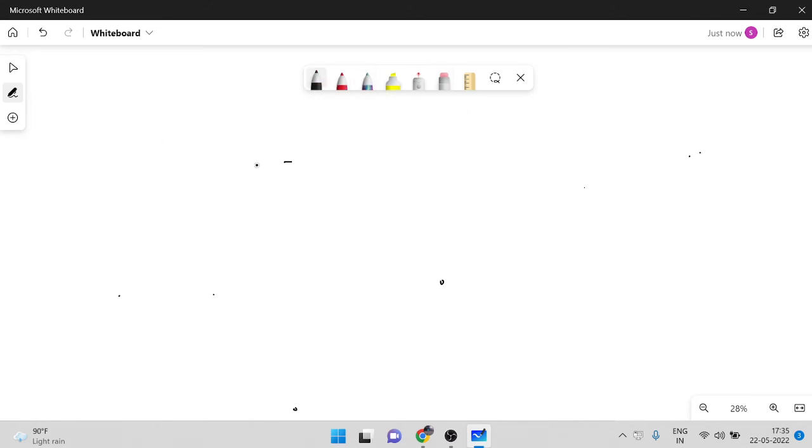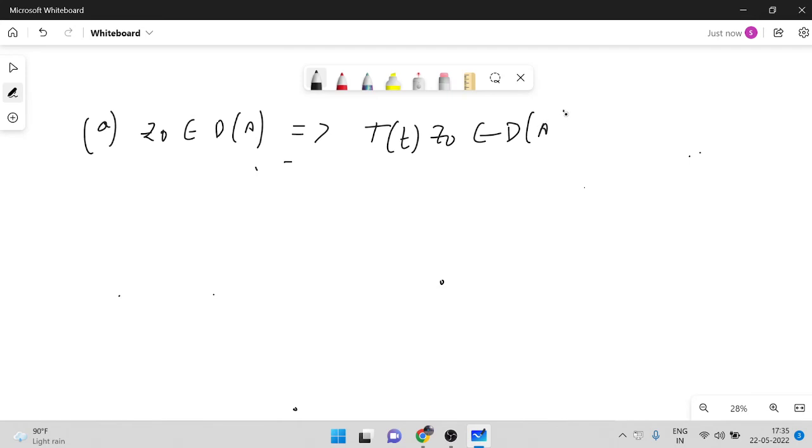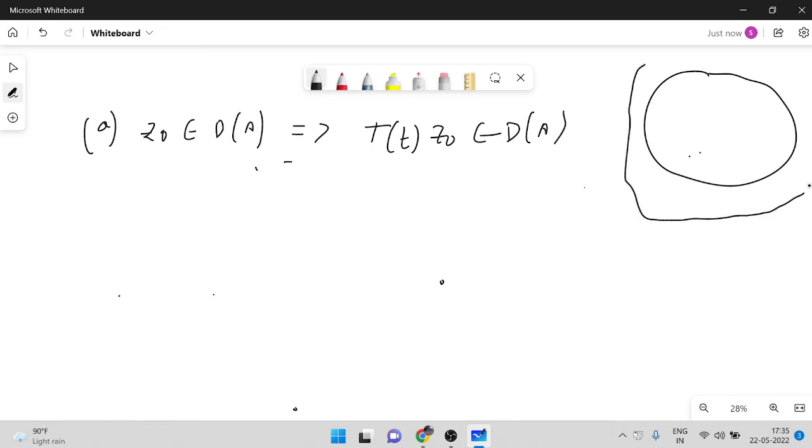Okay, now we'll just try to understand the properties of A. Property 1: if z0 belongs to the domain of A, that is, the limit of the semigroup acting on z divided by t, just recall, then T of t into z0 also belongs to the domain of A. So what this basically means physically is, say this is a space, this is your Hilbert space Z, and this is the domain of A.